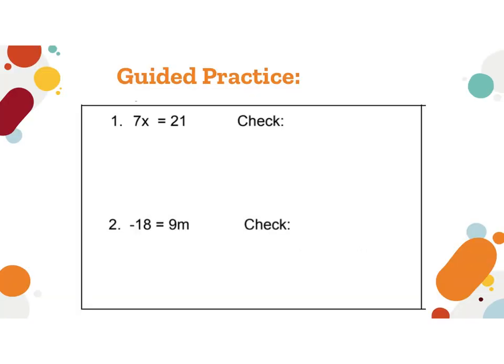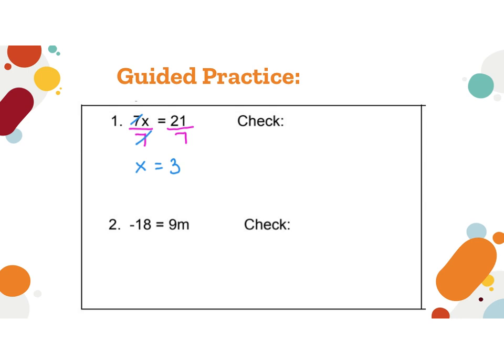Now let's try some guided practice problems together. We see 7x equals 21. 7 is multiplied by x, so the opposite operation is to divide by 7. So I am dividing both sides of my equation by 7. We have to do the same thing to both sides to get x by itself. So the two 7s cancel each other out, and we're left with just x on the left. 21 divided by 7 is 3, so x equals 3.